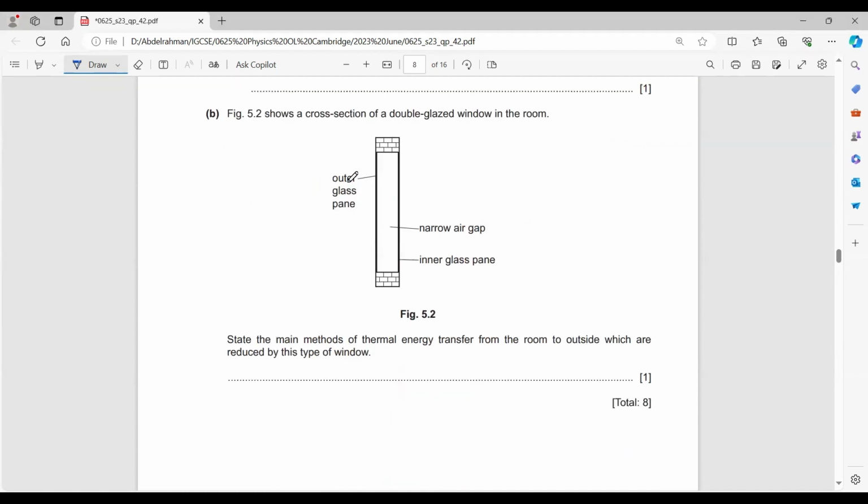Figure 5.2 shows the cross-section of a double glazed window in the room. State the main methods of thermal energy transfer from the room to outside, which are reduced by this type of window. What are the main heat transfer processes? Conduction, convection. Yes, conduction and convection.